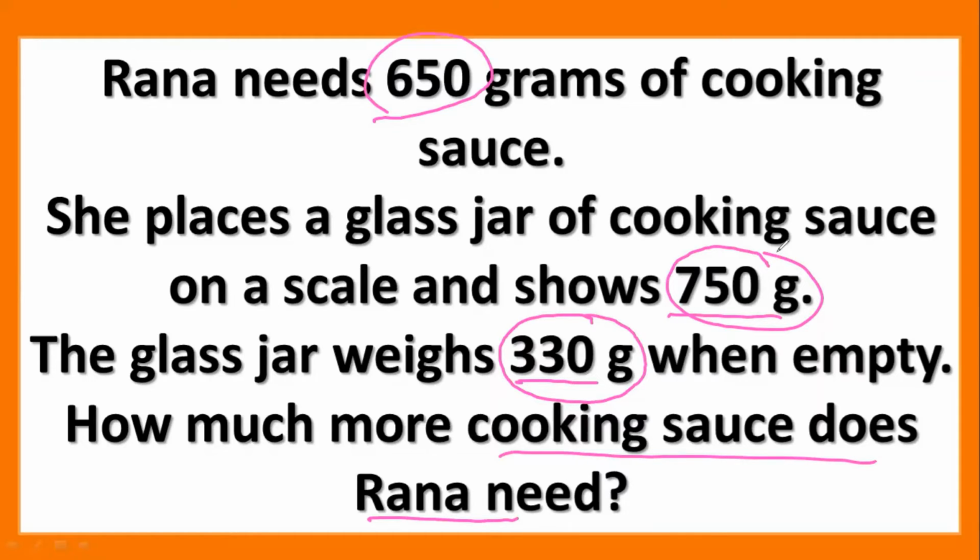So how much sauce is there in the jar? First of all, we will calculate how much sauce is there in the jar, and then we will find how much more is needed. You do 750 minus 330 to get the cooking sauce weight, and then we will see how much more Rana needs. She needs 650. Okay, let me share the whiteboard with you and then we will see the answer.